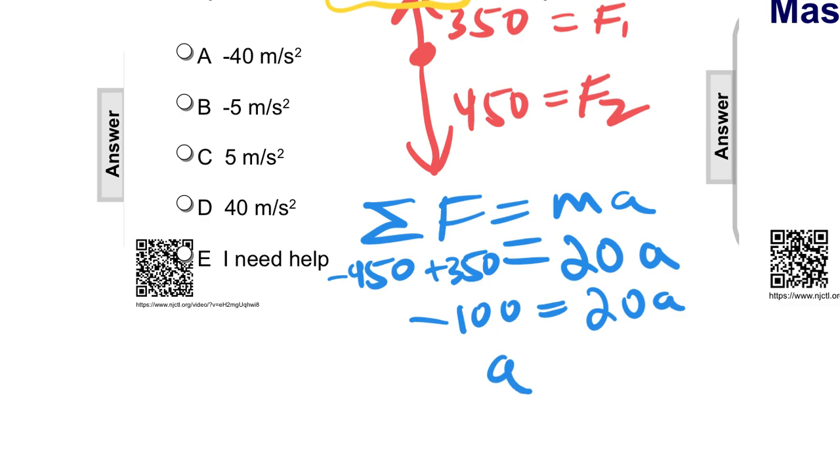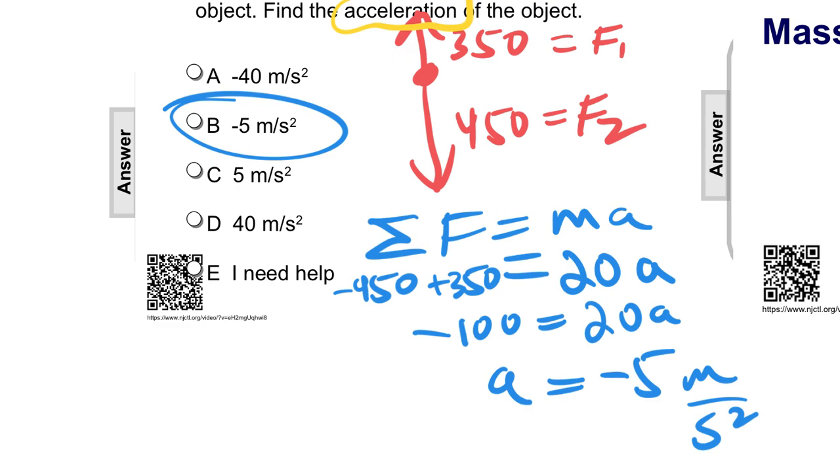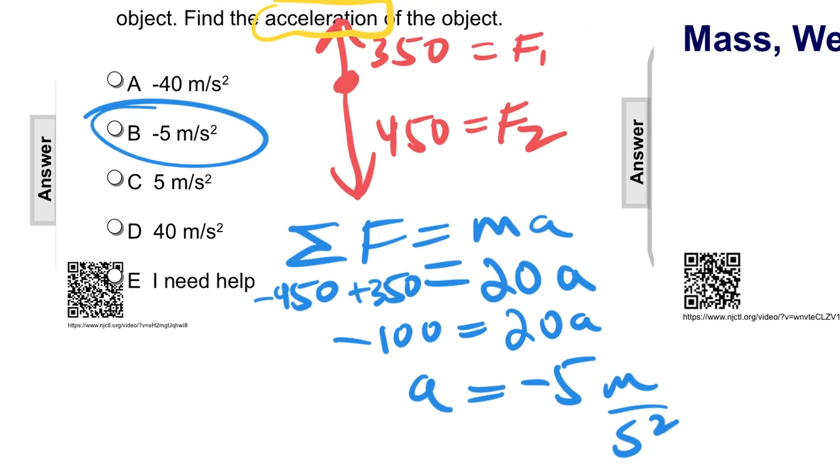So a is negative 5 meters per second squared. Okay, so very simple, very straightforward, except we had to find the net force, and then we use the second law.